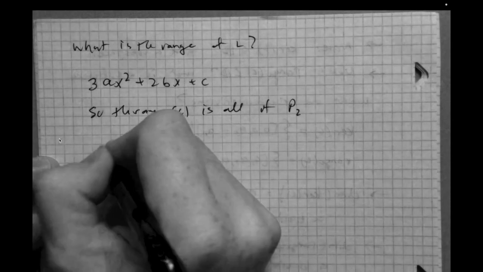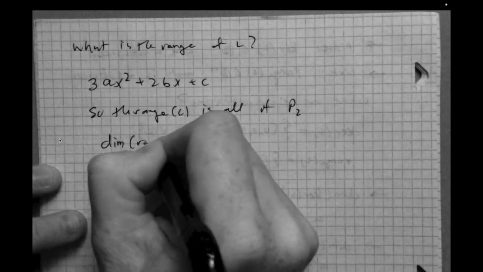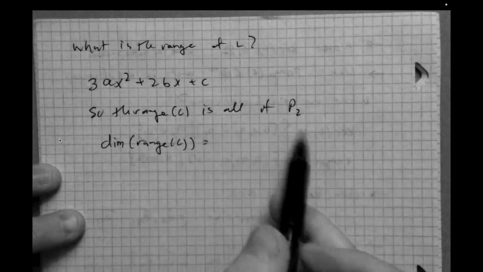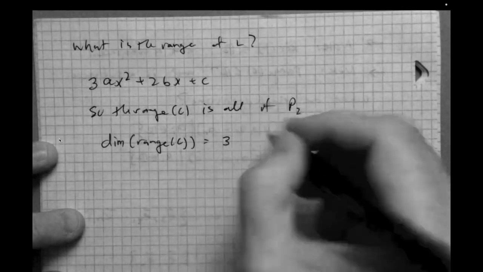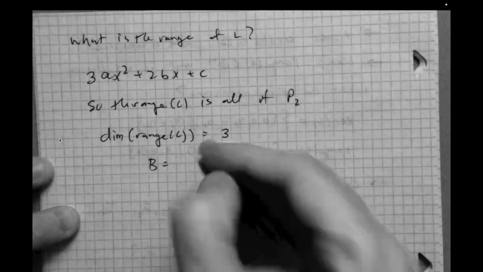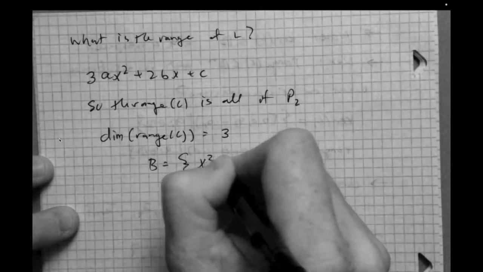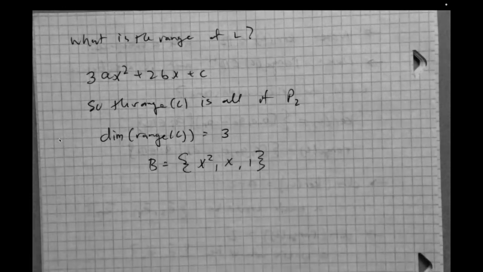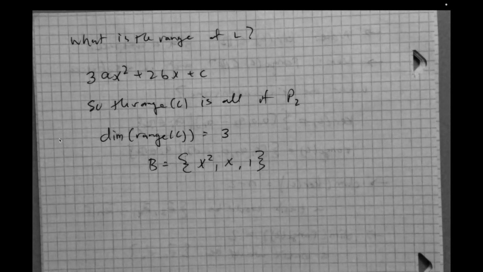And what's the dimension of the range here? Well, it's P2, so it's going to be 3, right? What's the basis? Think of a basis. The standard basis here would have to be x squared, x, and 1. That's the standard basis for P2, so the dimension of P2 is 3, and therefore the range has a dimension of 3 as well, since it's equal to P2. Okay, very good.